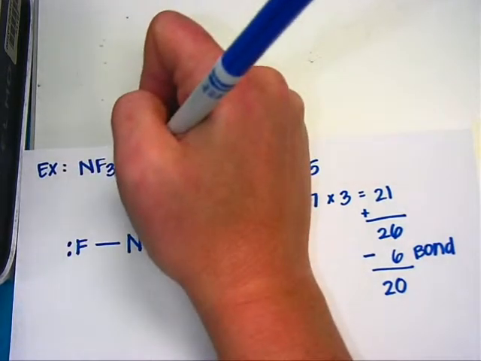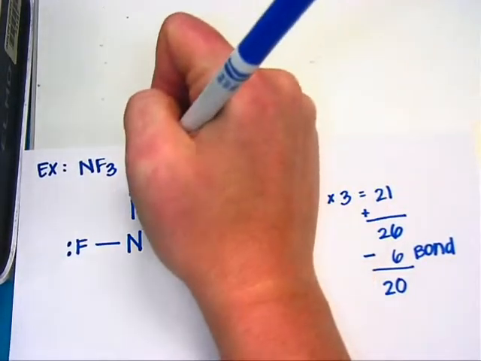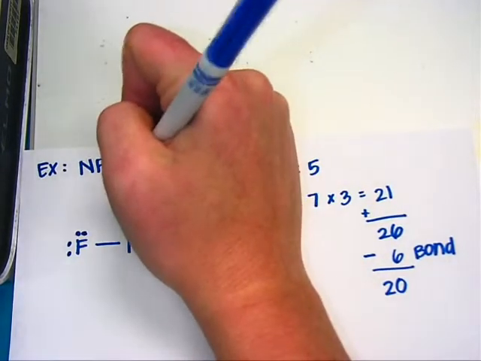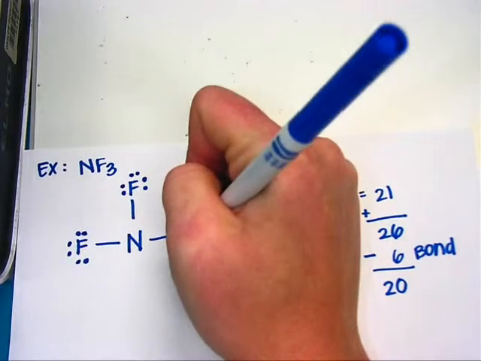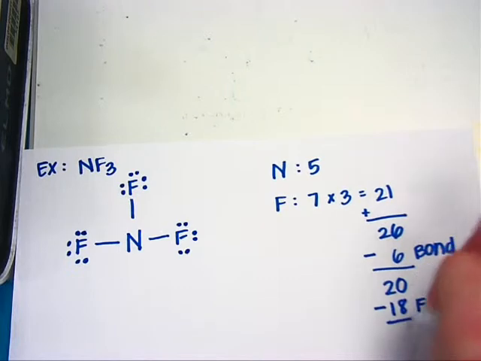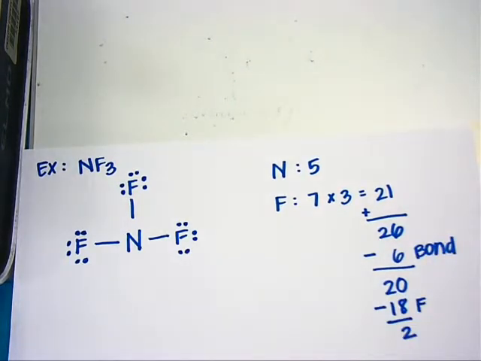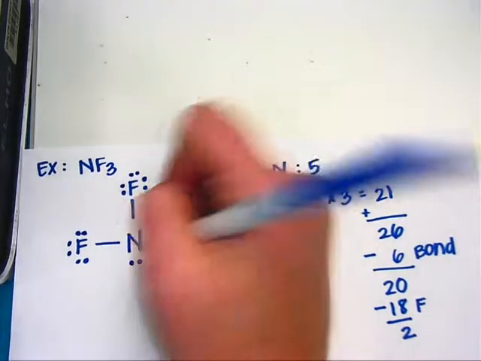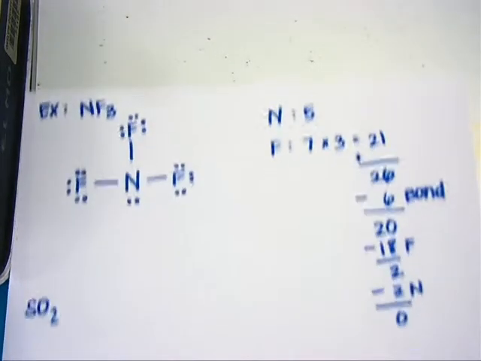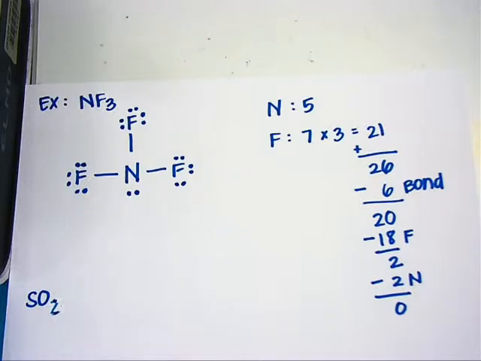So 2, 4, 6, 8, 10, 12, 14, 16, 18. So I just gave away 18 to fluorine, which leaves me with 2 more left to go. And then those 2 electrons are going to go on nitrogen. And that will satisfy nitrogen. And I have done all of my math, and I'm good to go. So go ahead and give SO2 a try.